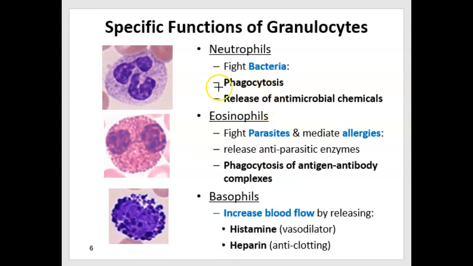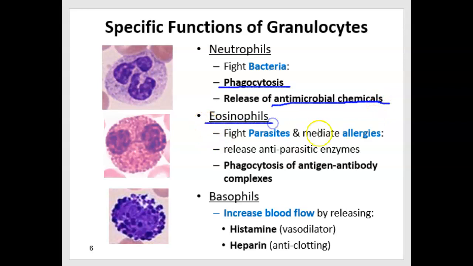They can perform phagocytosis, which means eating up the bacteria, engulfing the bacteria. They also can release antimicrobial or antibacterial chemicals, and we'll look a little bit more at that later.